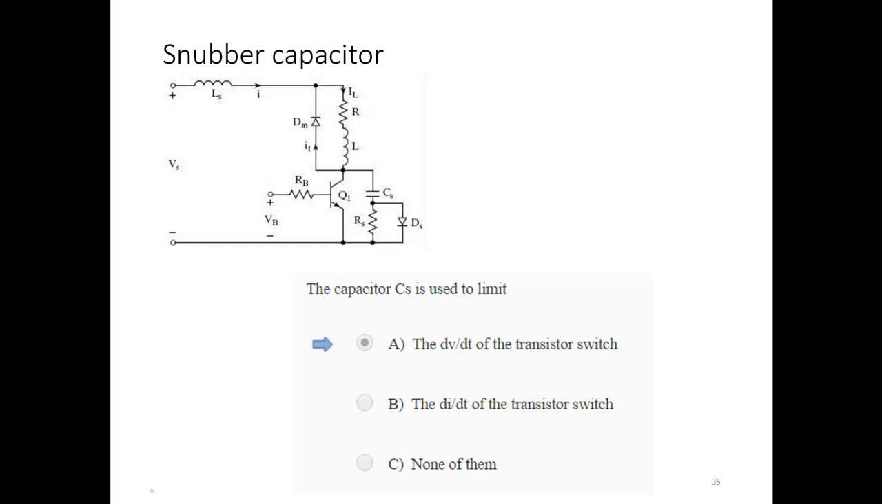The capacitor you need. Suppose you have a switch there, and the capacitor has a voltage of 200 volts. Once you have 200 volts there, you are not turning on the switch, the transistor is off.